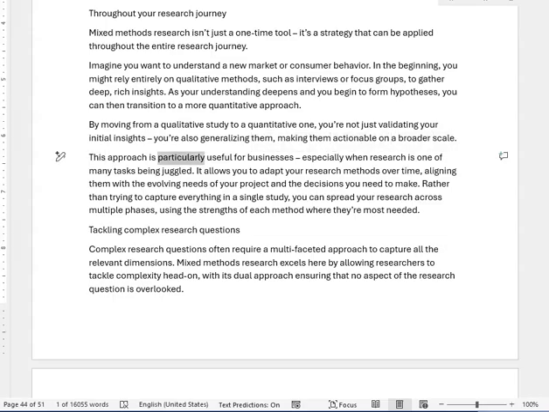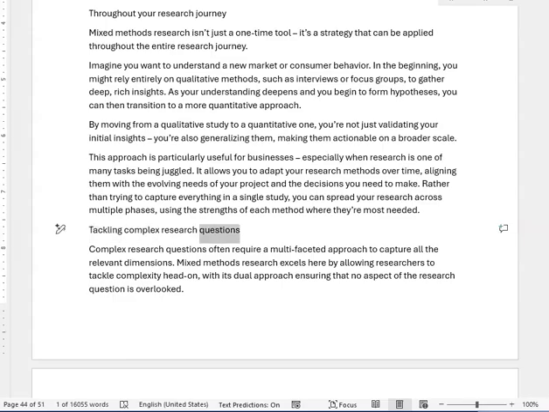This approach is particularly useful for businesses, especially when research is one of many tasks being juggled. It allows you to adapt your research methods over time, aligning them with the evolving needs of your project and the decisions you need to make. Rather than trying to capture everything in a single study, you can spread your research across multiple phases, using the strengths of each method where they're most needed.